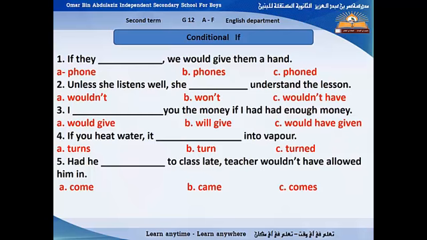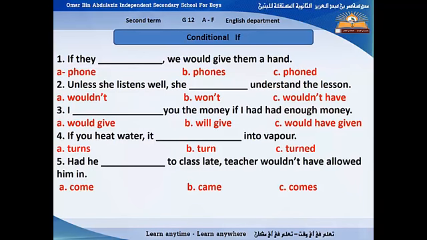We got here, if you heat water, it turns into vapor. So what will happen to the water if you heat it? It's a fact. We got only one thing which will happen if we heat water. So here we got present simple. In the zero conditional again, we got present simple in both sentences. So here the right answer is A, turns.